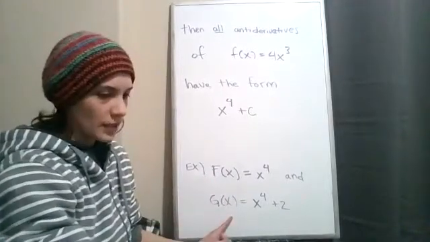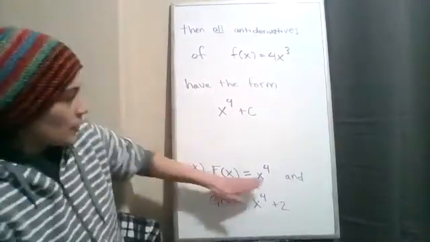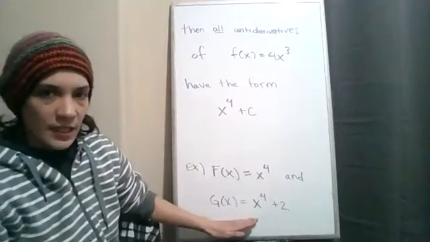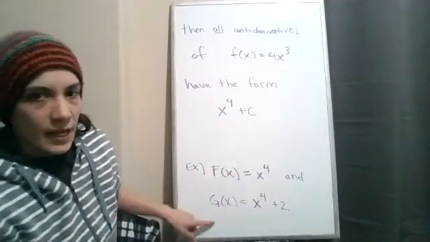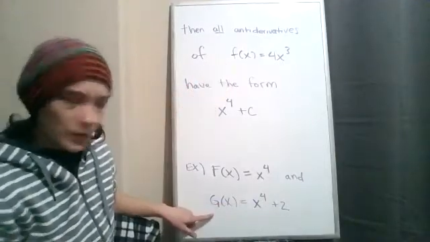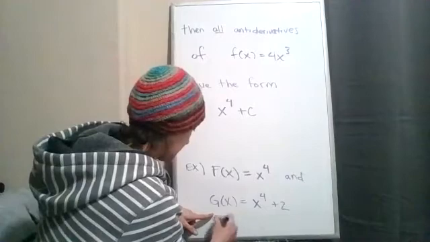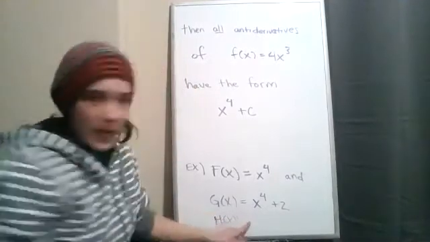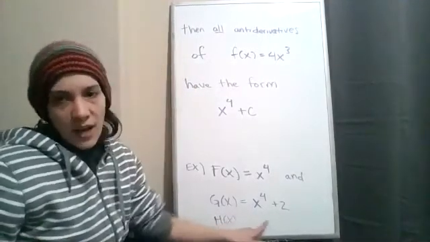F of x and g of x. And so this is an antiderivative. So is x to the fourth plus 2. And another antiderivative of lowercase f of x could be capital H of x being x to the fourth, could have like minus 1.